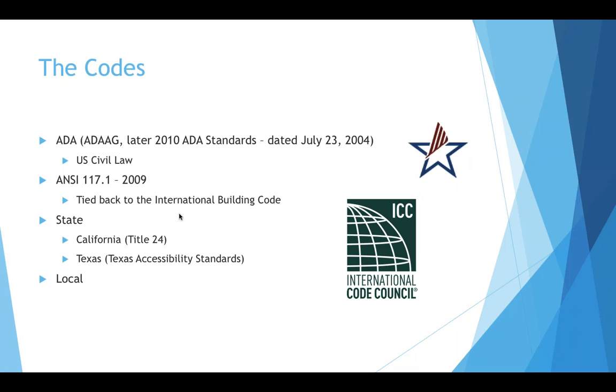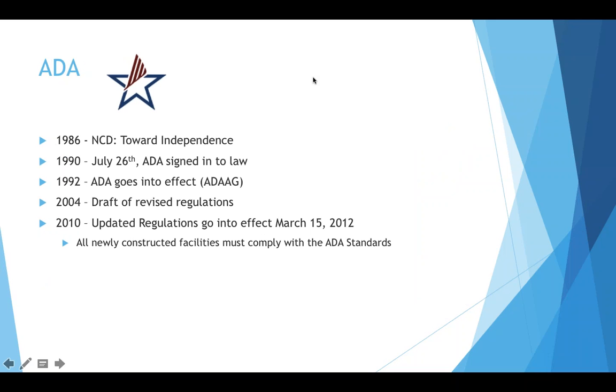ANSI is a code, and it's tied back to the building code. And then you have different states, as in the case of California, they have their Title 24. Texas actually has what's known as the TAS, or the Texas Accessibility Standards, and that has been approved by the Department of Justice to be equal to the ADA. So if you're in compliance with TAS, you're meeting the ADA. Does it mean you can get sued? Yes, but it's a whole other process there.